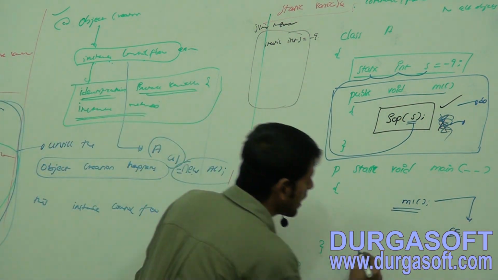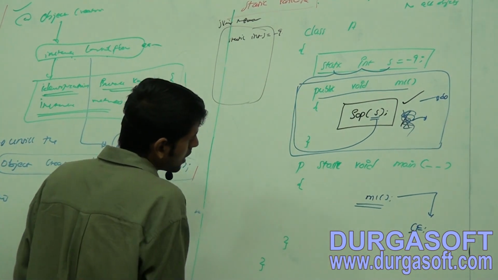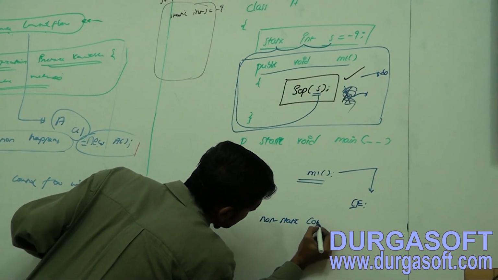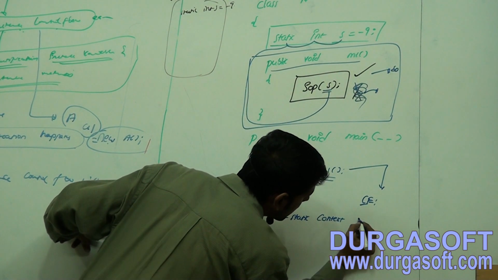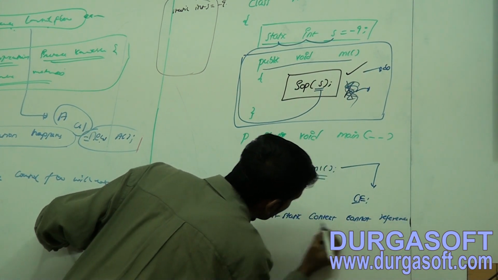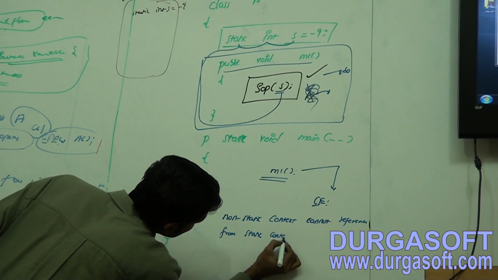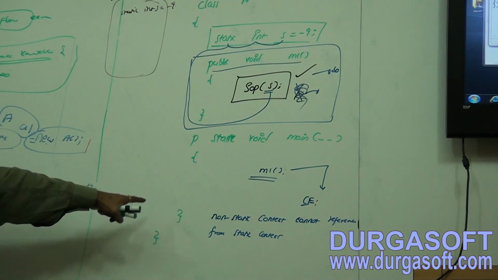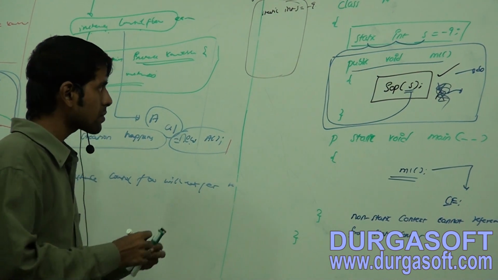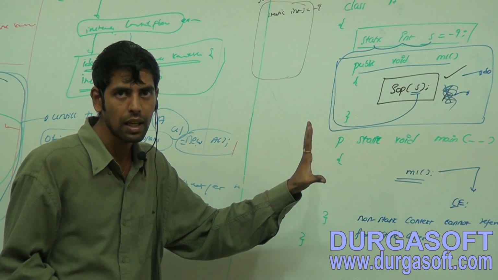Observe here. Non-static context. What is that? Non-static context. Context means method. Cannot be referenced from static context. Okay, that's the meaning, friends. Just a minute, try to observe here. I'll put the same piece of code, I'll compile. Try to understand the concept here.